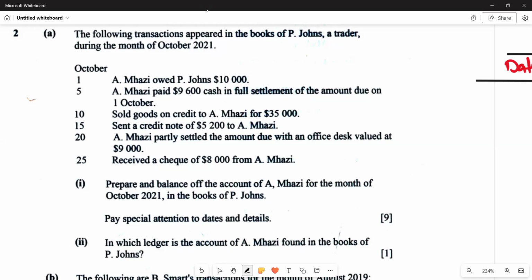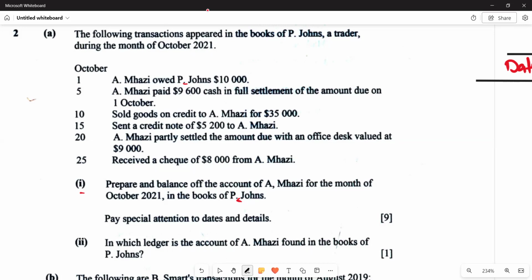And then on the question part, we're going to look at question 1, which reads: prepare and balance the account of A. Mazi for the month of October 2021 in the books of P. Jones. So you are taking yourself as P. Jones, and you prepare the account of A. Mazi. But at the beginning of the question, we are given a hint in terms of the direction. On October 1, they're saying A. Mazi owed P. Jones. You are P. Jones, which means A. Mazi is owing you money, $10,000.